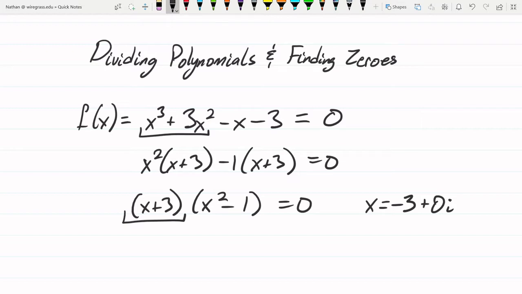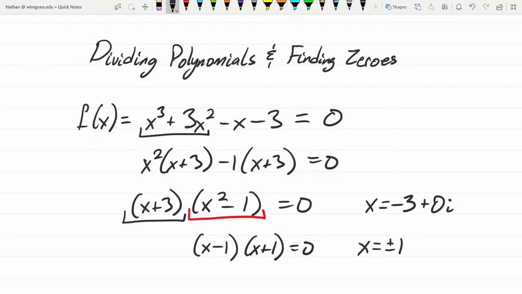Now we factor this out, and what remains in this red box, this is again a polynomial, and we know that it has, by the fundamental theorem of algebra, a complex 0. So we can reapply the fundamental theorem of algebra. We can factor that thing down into x minus 1, x plus 1, which is a difference of two squares. And we can see we have further x equal to plus or minus 1 as solutions. These are, of course, plus or minus 1 plus 0i. So that gives us two more complex solutions.